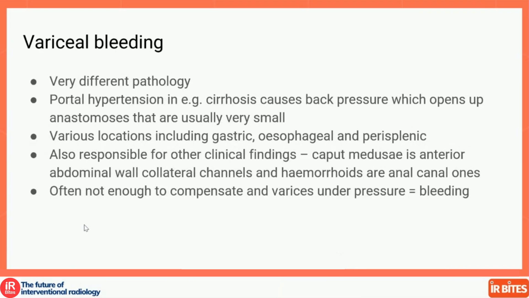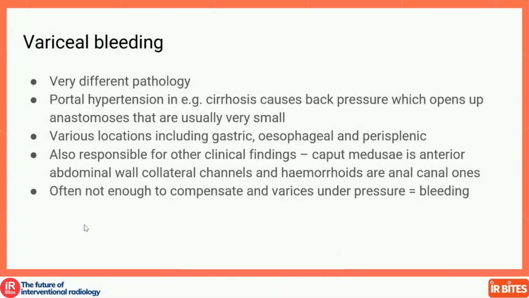So we'll move on to a bit of a different thing now. Variceal bleeding is another really common cause of GI bleed, but it is a bit different. The portal hypertension in cirrhosis creates a back pressure that opens up lots of anastomoses and collateral pathways that exist but are usually very small. These open in various locations. So you can get gastric varices, esophageal varices, perisplenic varices. You can get paraesophageal varices coming right up into the thorax too.